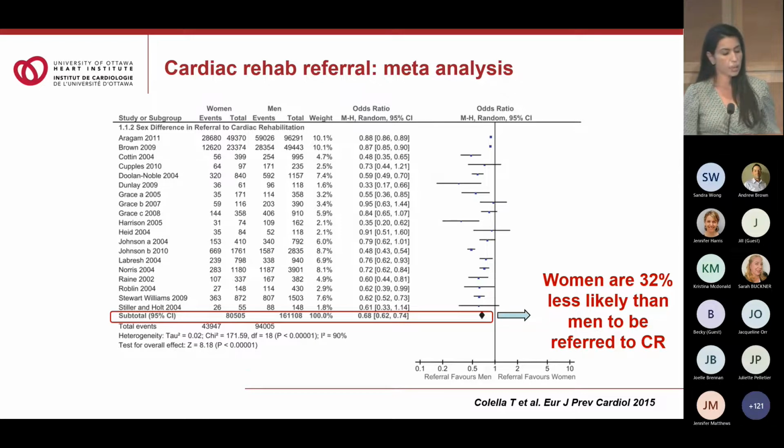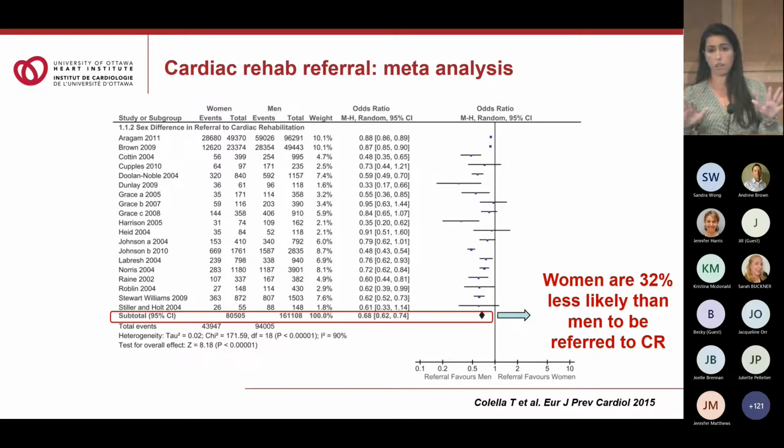Despite this, when you look at this meta-analysis, anything to the left of the line of unity in this forest plot means that women are less likely, and anything to the right means women are more likely. And when you pull all the data from the research studies, you will see that women are on average 32% less likely to be referred to cardiac rehab as compared to men.